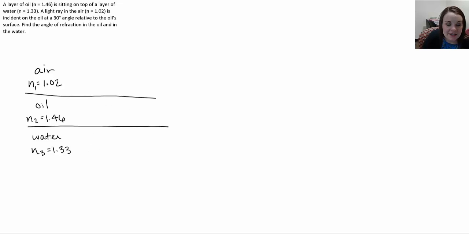Now, what they're telling us is that the air is where the light ray starts, and that it's incident, meaning it interacts with the oil's surface at a 30 degree angle relative to the oil's surface. So the ray starts out in the air at a 30 degree angle. I'm gonna draw that just like this, and that comes here, this angle here is 30 degrees.